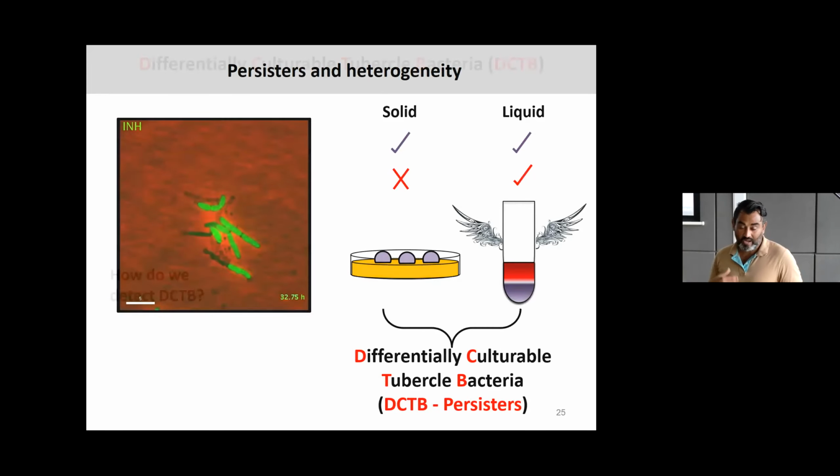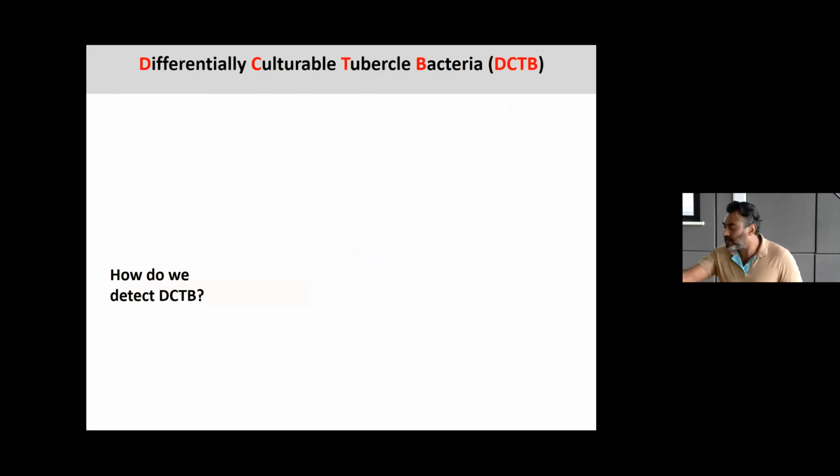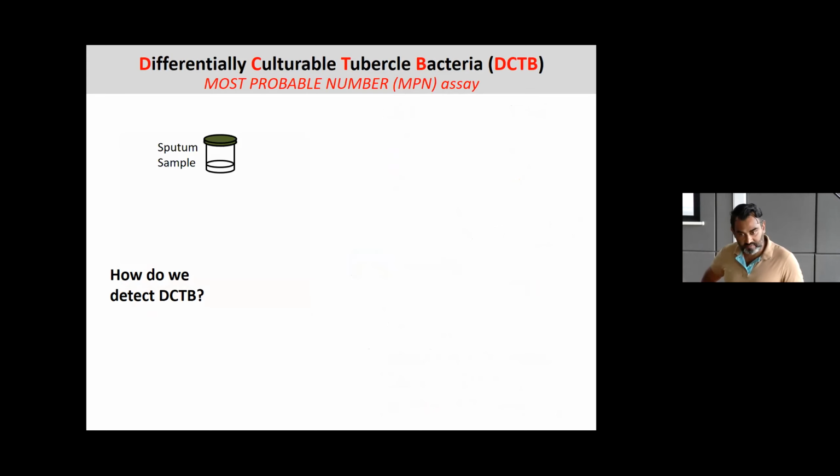So how do we quantify things in liquid when we can't plate it out and count 1, 1, 1, 1, 1, 1, 1, right? And so the way we do it is we use this thing called the most probable number assay, right? So it's based on the Poisson distribution. So imagine you had a sputum sample, and there were 100 bacteria there. Now, without plating it out, how do you know there are 100 bacteria there? So you do a dilution, right?